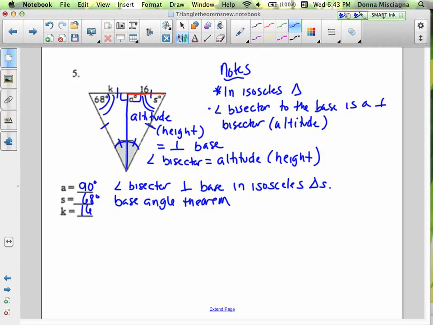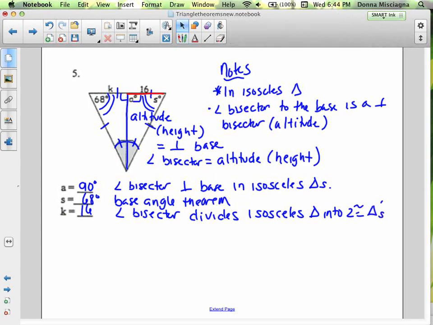because the angle bisector divides an isosceles triangle into 2 congruent triangles is one way to think of that. All right. Or you can think of it as a perpendicular bisector. So we'll write that as well. It happens to be a perpendicular bisector. So that altitude does a lot of things.